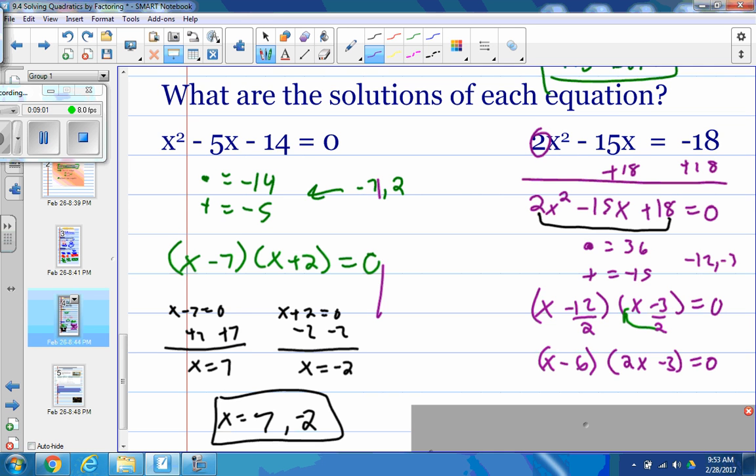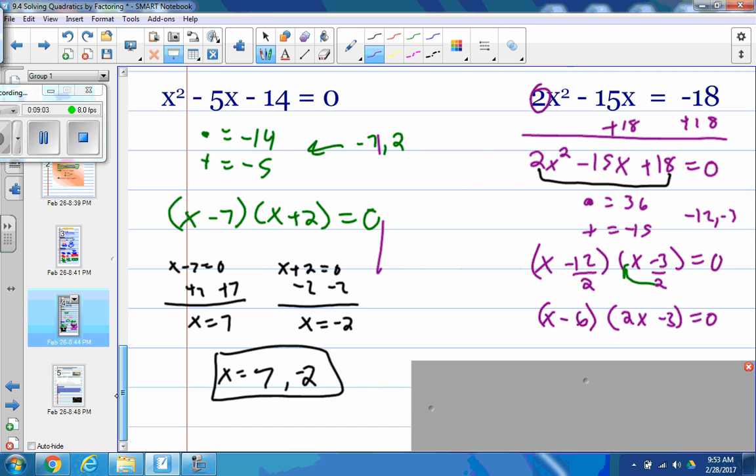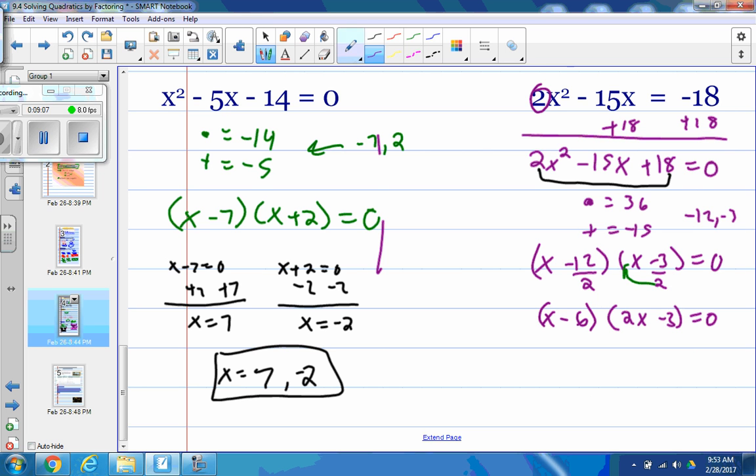And now we have two factors set equal to 0. And you can check by just doing the FOIL method to see if we did that right. But then we'll have x plus 6 equals 0 and 2x plus 3 equals 0. And we can solve. So minus 6 on both sides. So we get x equals negative 6 for this one. And then minus 3.